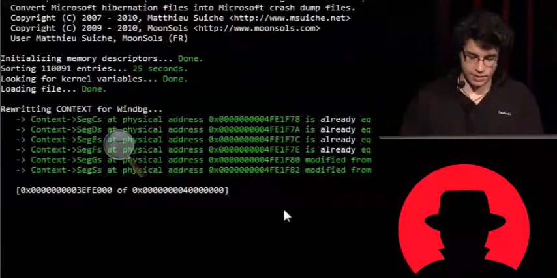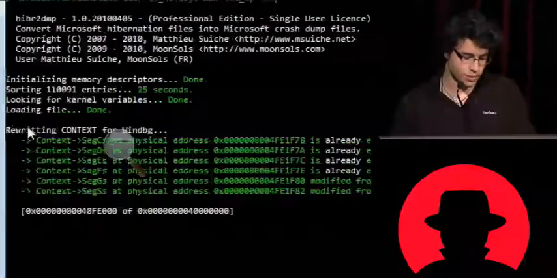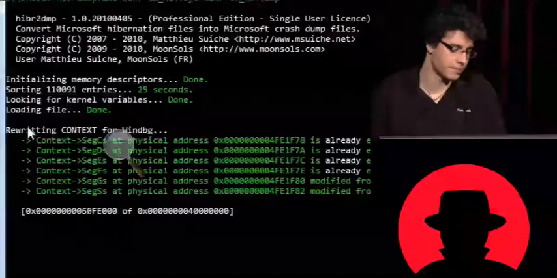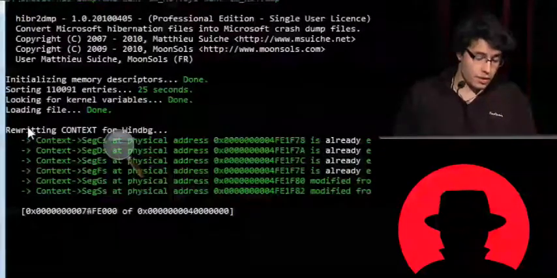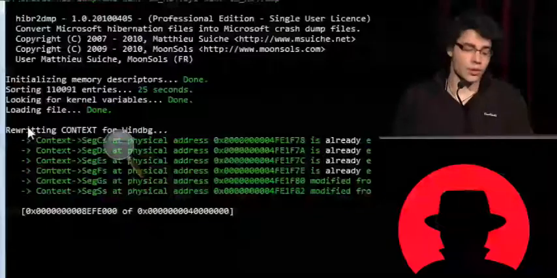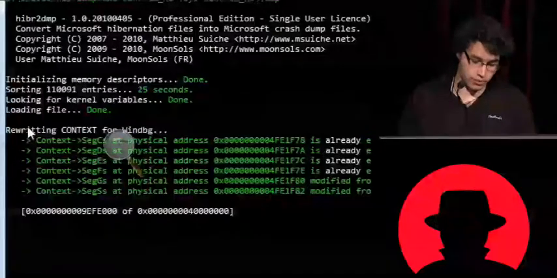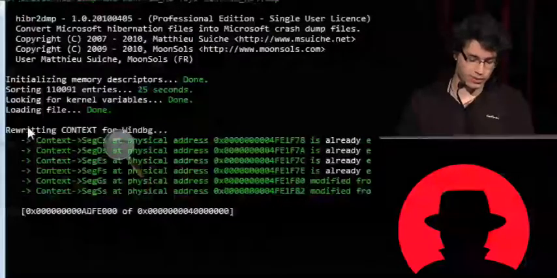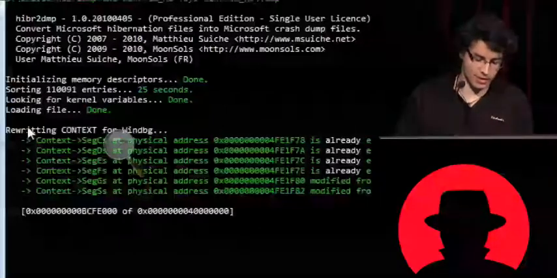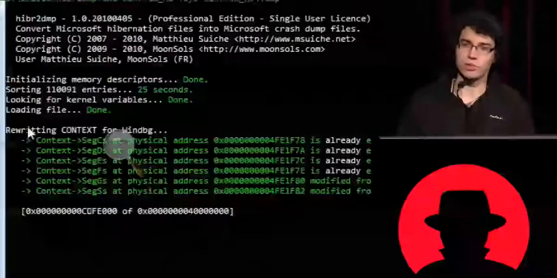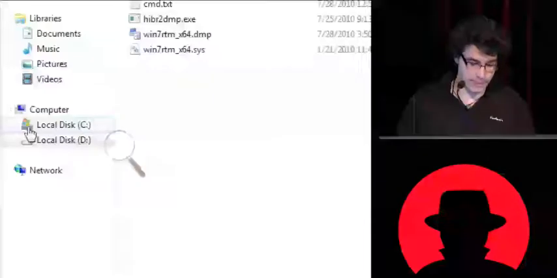And it's fixing the KPCR structure to make it 100% usable by Windows Debugger. Again, it's a really big file, so it takes some time. So we will switch back to the slide in the meantime.